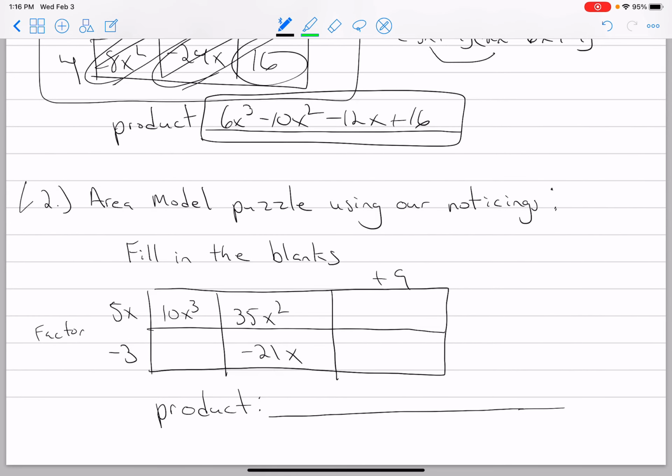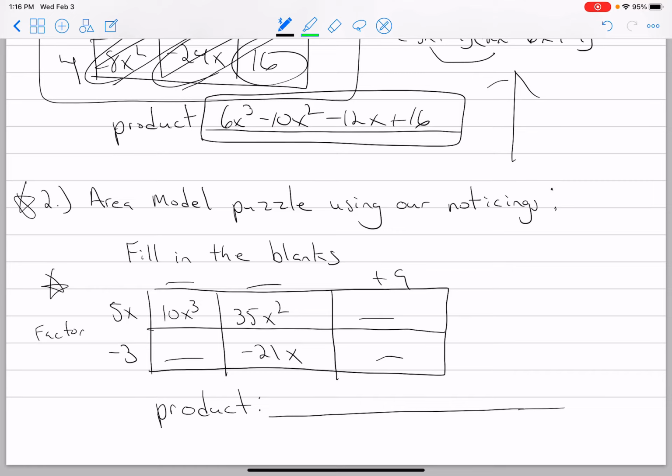Now for part 2, we're going to figure out an area model puzzle using the thing that we just noticed up here. Copy this down right now as it exists. Once you copy it down, fill in the blanks on the inside and fill in the blanks on the outside. Let's see if you can figure it out. Cool, you just did that.